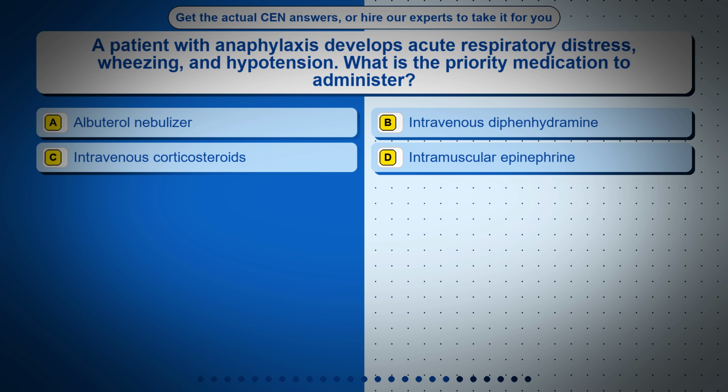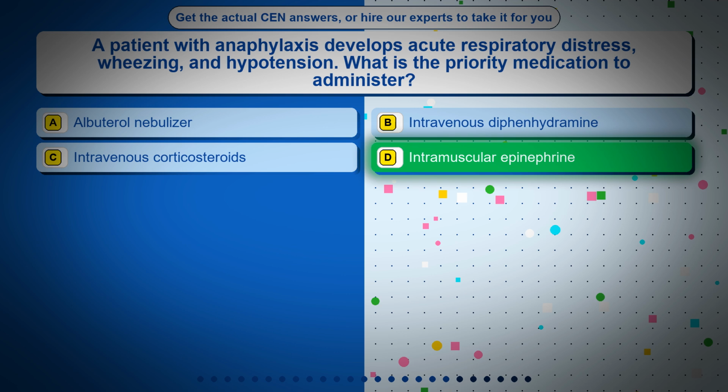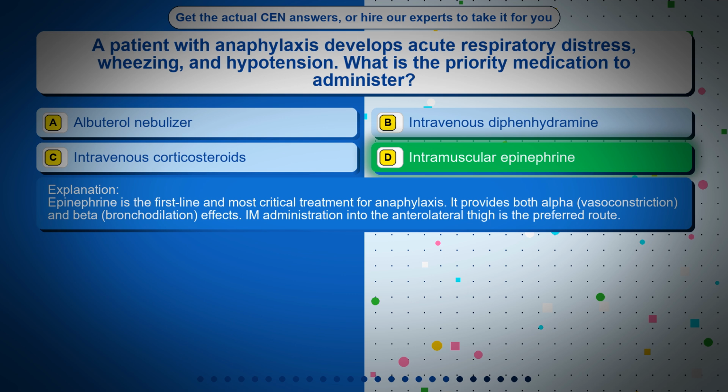Question 19. A patient with anaphylaxis develops acute respiratory distress, wheezing, and hypotension. What is the priority medication to administer? Option A, albuterol nebulizer. Option B, intravenous diphenhydramine. Option C, intravenous corticosteroids. Option D, intramuscular epinephrine. The correct answer is option D, intramuscular epinephrine. Epinephrine is the first line and most critical treatment for anaphylaxis. It provides both alpha, vasoconstriction, and beta, bronchodilation, effects. Administration into the anterolateral thigh is the preferred route.